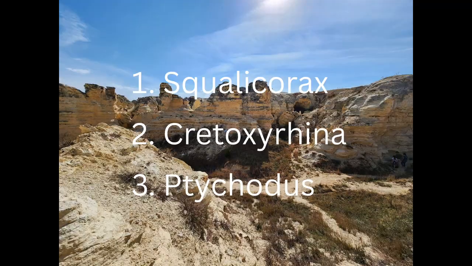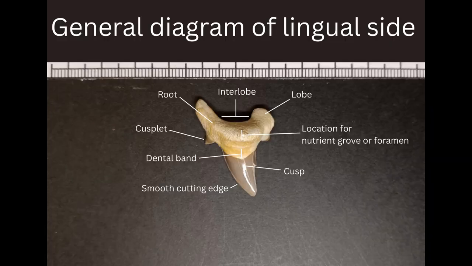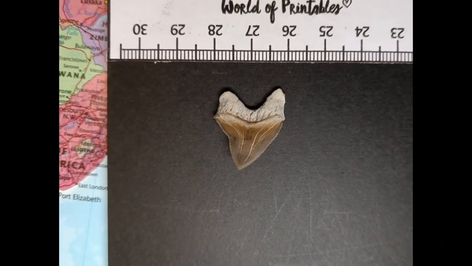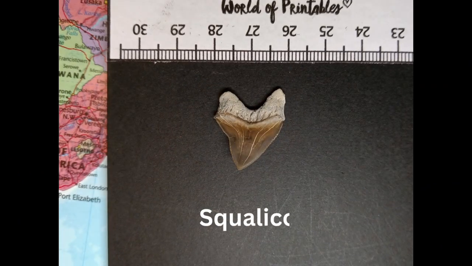Before I show you that though, this diagram will help you know the different words I use to describe the teeth. And finally, all the fossils I will show you today have been collected from different counties in Kansas. First, the most overwhelmingly common type of shark's teeth I find in Kansas are Squalicorax teeth.